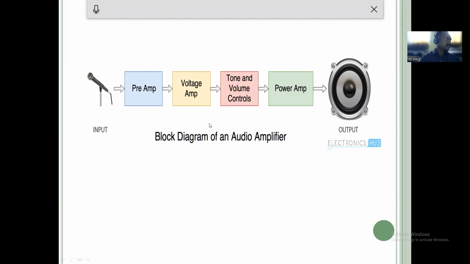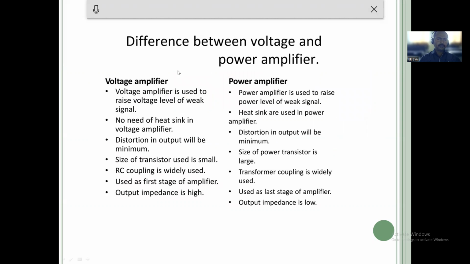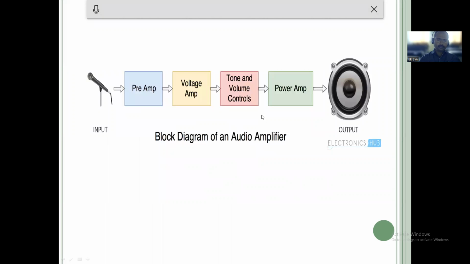As stages increase, they add noise to it, right? That's why in case of a voltage amplifier, there is no extra stage, just direct amplification, the smallest amplification. So the noise should be less. This is nothing but distortion in output, that should be less, right? This will be more in case of a power amplifier, but if we do not use the tone and volume controls, right?